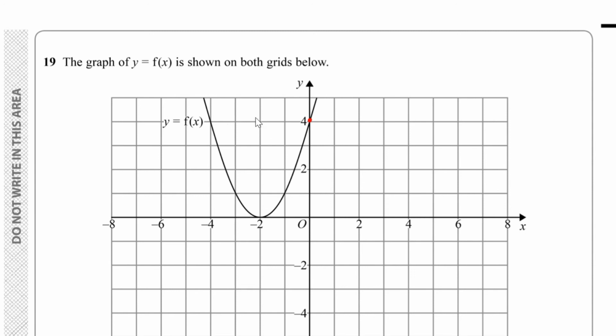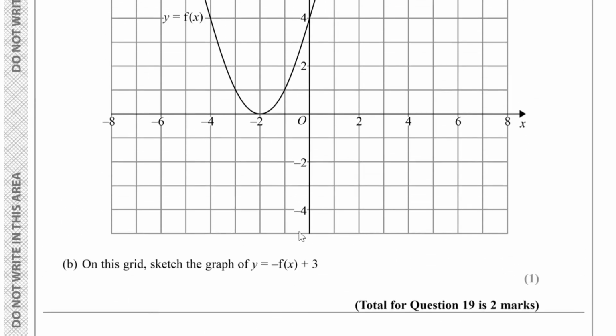If I reflect this point, we're going to have this point being at 4, and this vertex is at 2, and then we also have these points here. So if we now sketch the graph, we have something looking like this. Okay, so this is the graph y equals f of minus x.